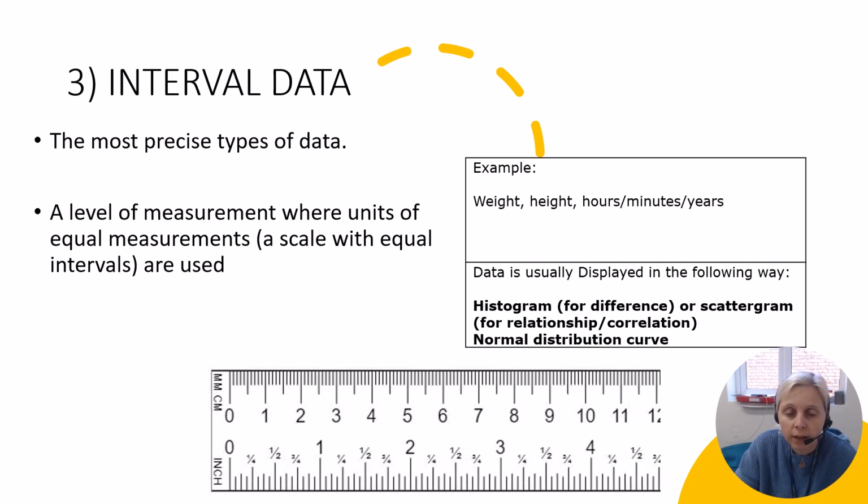Interval data is the most precise type of data, so measurements such as height, weight, minutes, things like that, that are objectively quantifiable. And also if a test is standardized. So for example, IQ tests are considered interval data because they can be standardized.